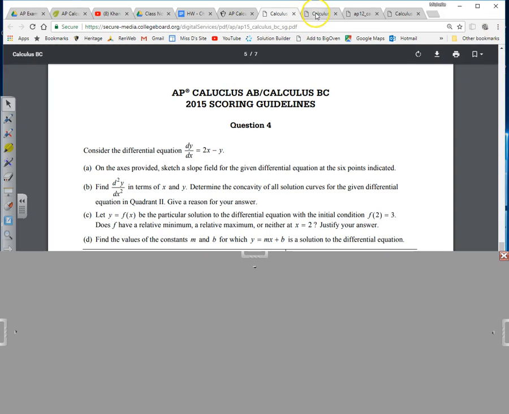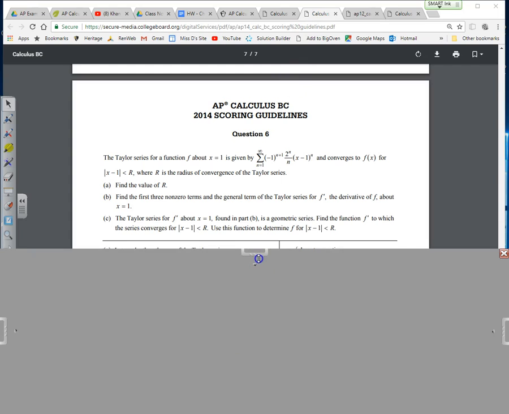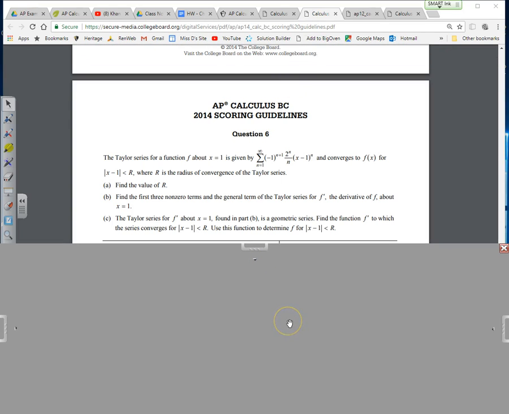I would have also had you guys look at this one. Question number 6. Not that it's impossible, but you're like, the radius of convergence, and they give it to you in a summation form. They're asking for the first 3 non-zero terms, the derivative, the general term, and then they say find the function f prime. You have to think of who's f. Well, the Taylor series for f prime. And anyway, it's definitely a very interesting one.